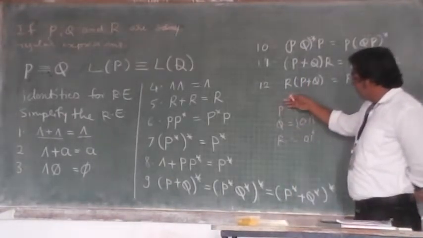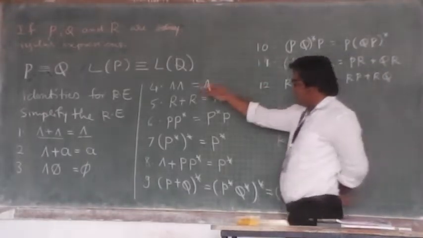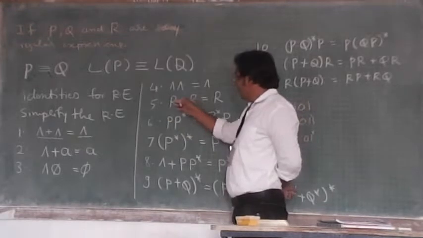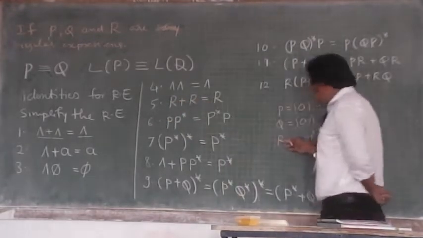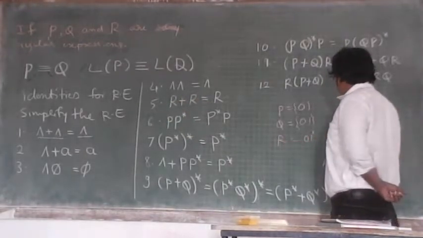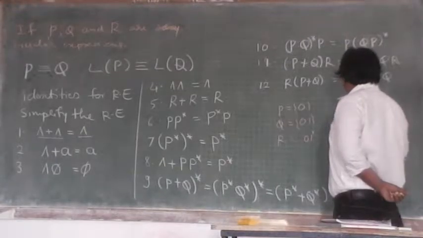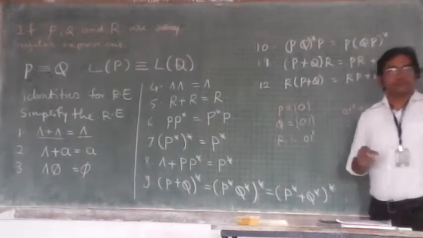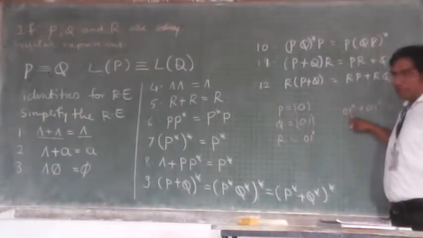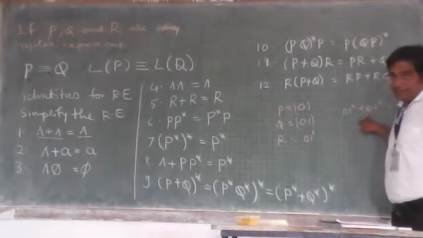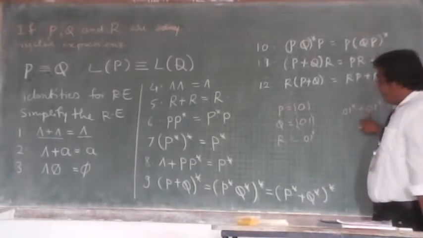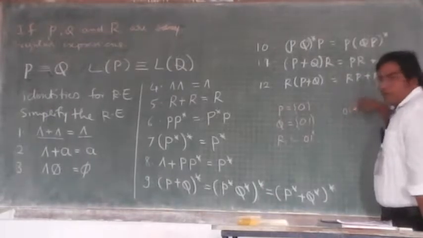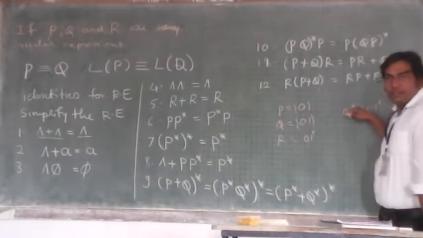So simply replace, you take any regular expression, for example if you want to see the fifth identity, the value of R here is 0, 1 star plus 0, 1 star. So what is the equivalent of it? What language can this particular regular expression generate? 0, any number of ones. Okay?